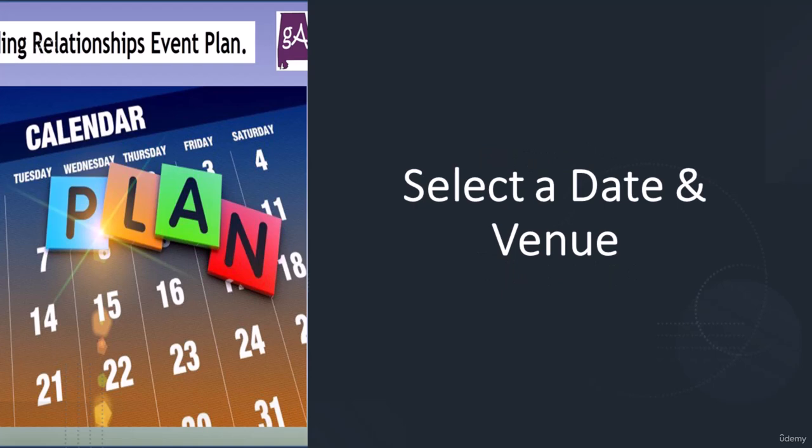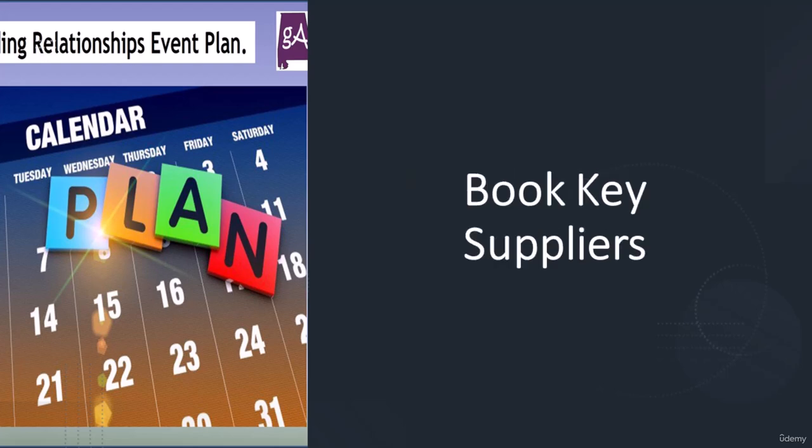Select a date and venue. Choose a date that aligns with your goals and target audience. Select a venue that suits the event size, theme, and budget. Book key suppliers. Confirm vendors for catering, audio-visual equipment, decorations, etc. Ensure contracts are clear and include all details.